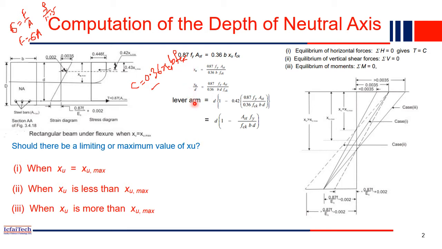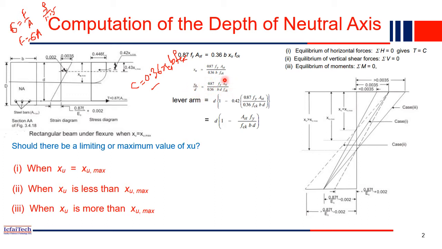Now we are finding this ratio Xu by d. So we divide both sides by small d. So Xu by d equal to 0.87 Fy Ast by 0.36 b d fck, because we divided both sides by d. So this is Xu by d.